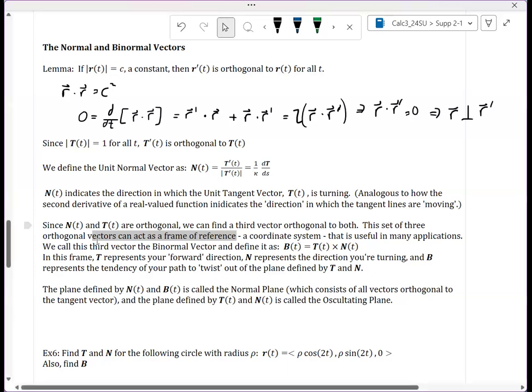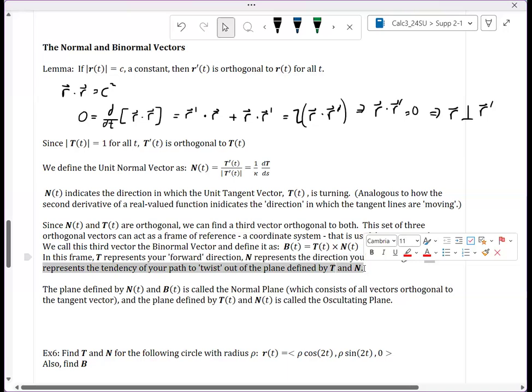So this third vector we construct, you probably could guess, by taking the cross product of the unit tangent vector and the unit normal vector to give us a third vector that is perpendicular to each of the other 2. We denote it with B of t, and we call it the binormal vector. And so, roughly speaking, in this frame, T represents your forward direction. If you're sitting on this curve and moving along it, T is your forward direction. N is the direction that you're turning.